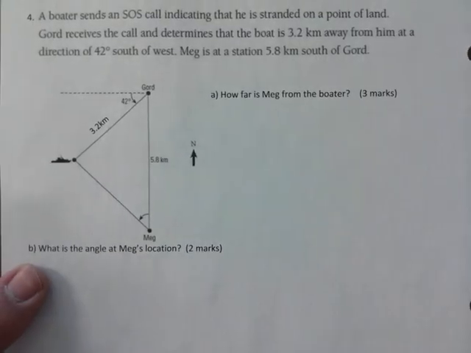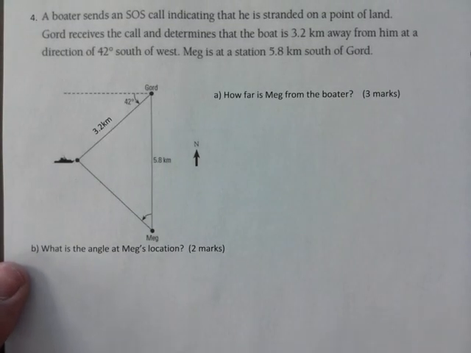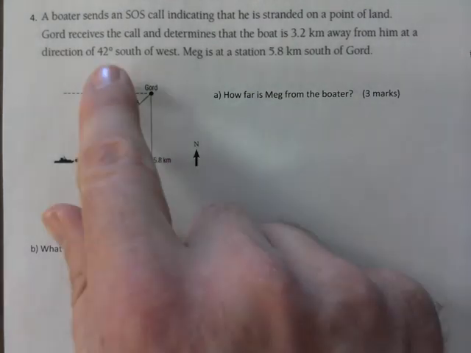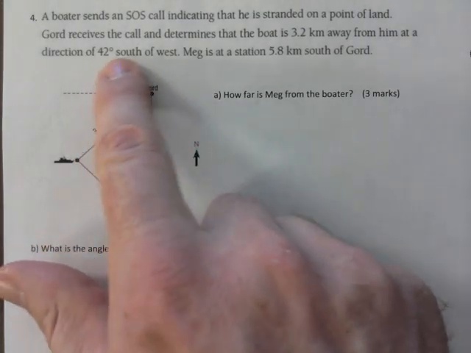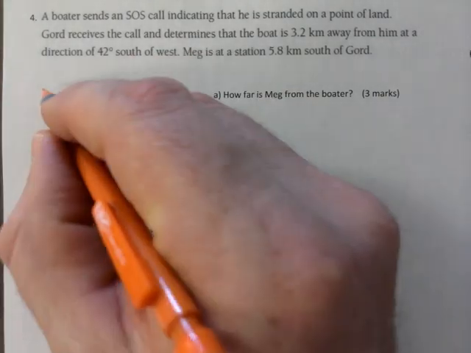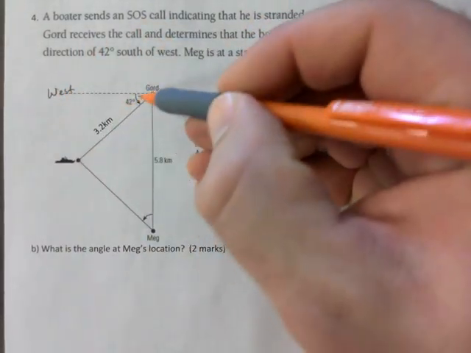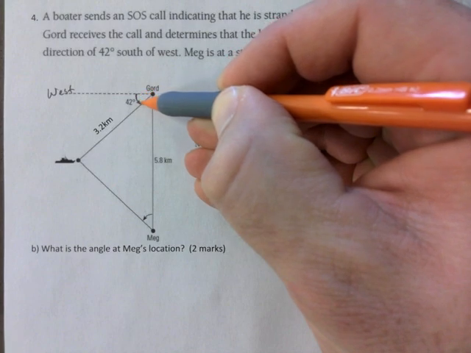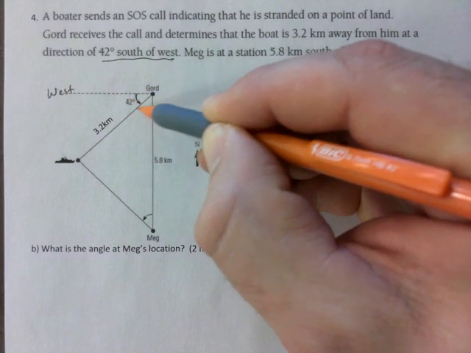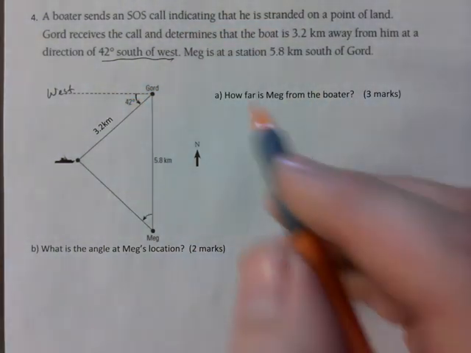Okay, so here we have, you should have recognized this one. I just tweaked it a little bit. So there's an SOS call. A boat receives a call and determines that the boat is 3.2 kilometers away from him at a direction 42 degrees south of west. Because you have a diagram, this doesn't really mean a whole lot, but if this is west, you're going 42 degrees south of west, right? That's what that is saying. And it is depicted here. So the 42 is where it belongs.